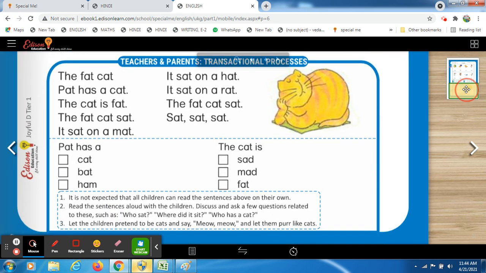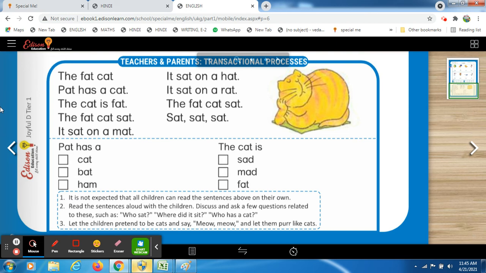We have to do this page, right? The second half of this page we have to cover today. There are some guidelines for us. First of all, we will read it and then we will come to our today's topic, fine? The first thing written over here is, it is not expected that all children can read the sentence above on their own. Like I told you at the start of the session, this is the very first time that students are going to read a sentence, right? So it is not expected that all children will be able to read it well.